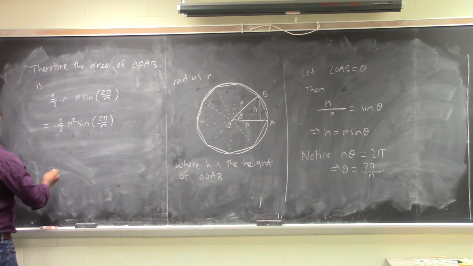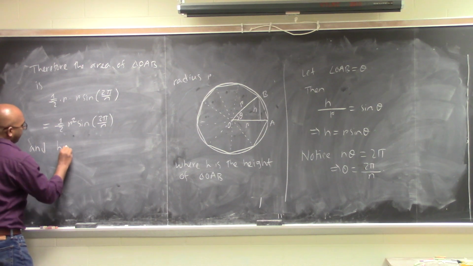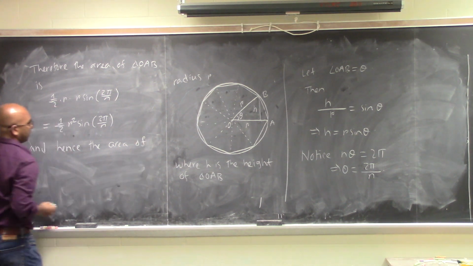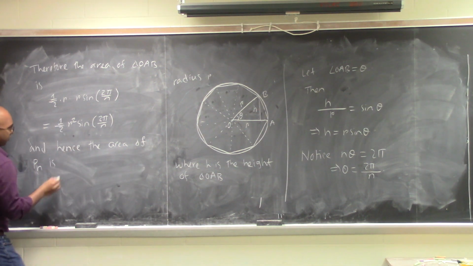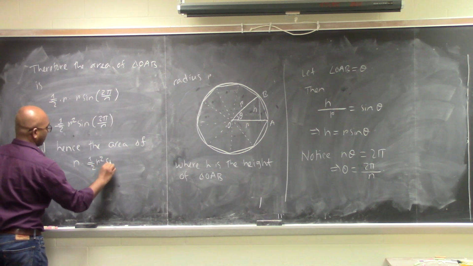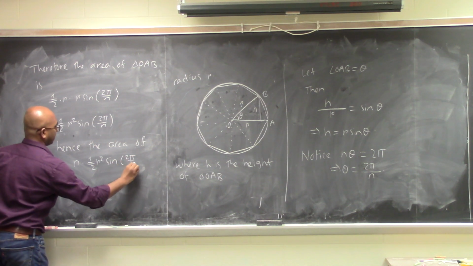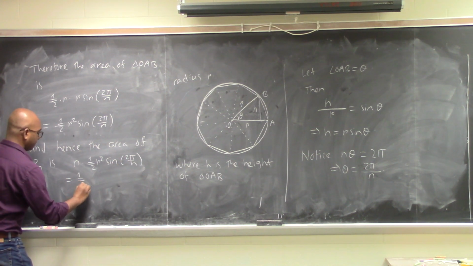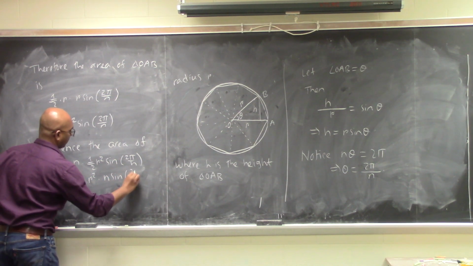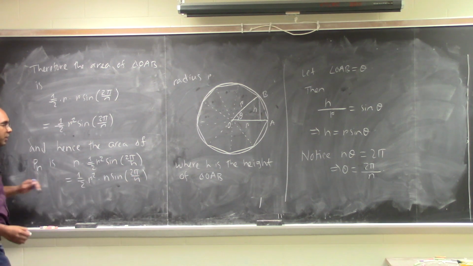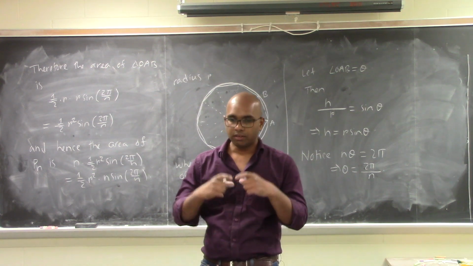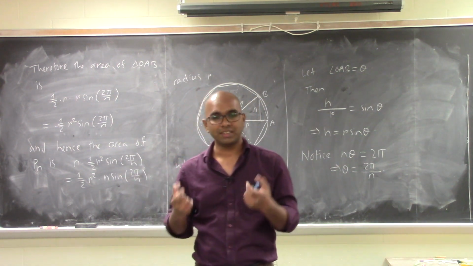And hence the area of Pn is n times 1/2 r squared sine 2 pi over n, which is 1/2 r squared times n sine 2 pi over n. So now we know the area of any regular polygon of n equal sides which is inscribed in the circle.